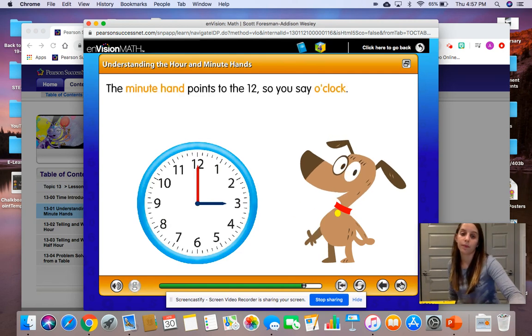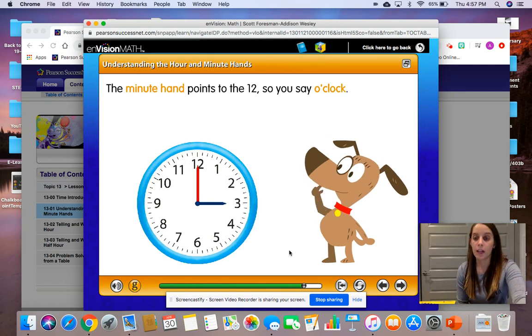The minute hand points to the 12, so you say o'clock. Now, anytime that you see this big red minute hand pointing to that number 12, which in all of our examples that we're going to see today, it's going to be pointing to the 12, we're going to say o'clock.